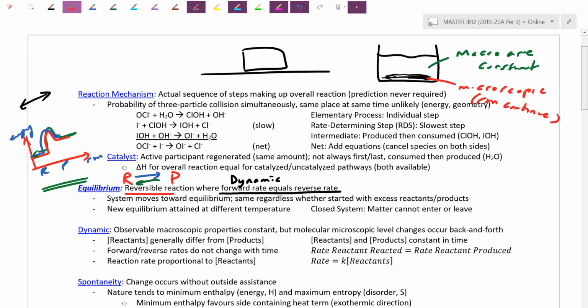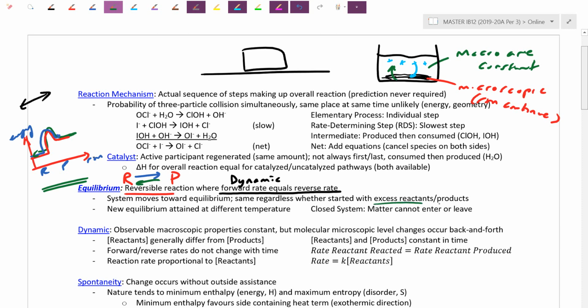The only reason we don't see any overall change is because, as the dissolving reaction is a forward reaction, particles that were dissolved are coming out at exactly the same rate. Because the rates are equal, macroscopically things are not changing. So that's what we mean by a system of dynamic equilibrium. Basically, all systems tend towards equilibrium because it's the lowest energy state. We'll see that a little bit later.